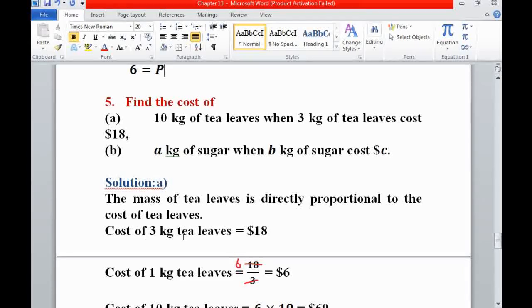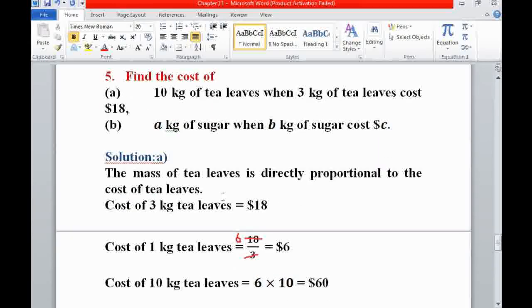So the cost of 3 kilogram tea leaves is $18. So to find the required cost of 10 kilogram tea leaves, first of all we will be finding the cost of 1 kilogram tea leaves.